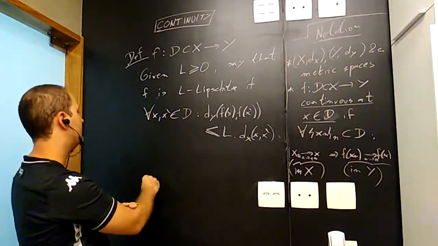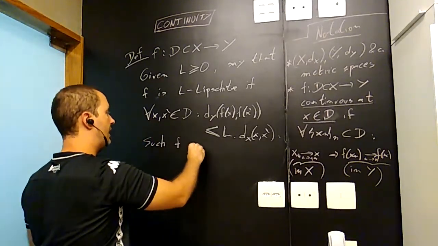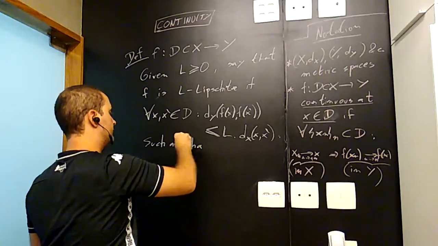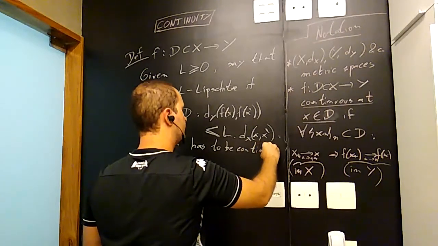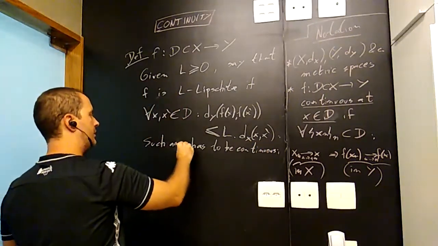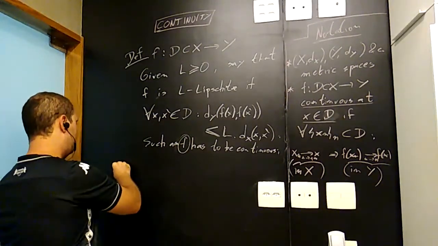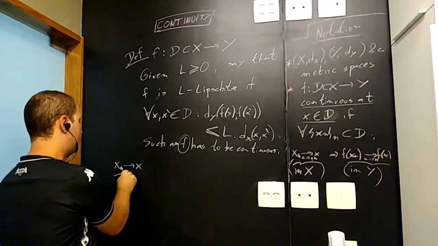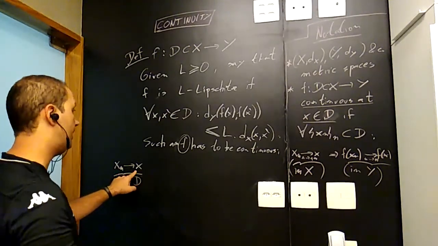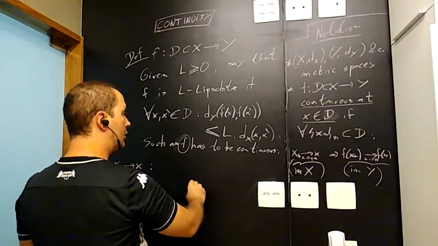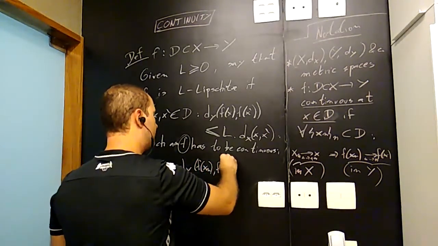Well, in fact, let me notice that such an f has to be continuous at all points. And how do we prove that? Well, it's simple, right? If I have a sequence x sub n converging to x, everything happening in the domain of the function f, x sub n converges to x. Now, what do I hope for? I hope that f of x sub n converges to f of x.